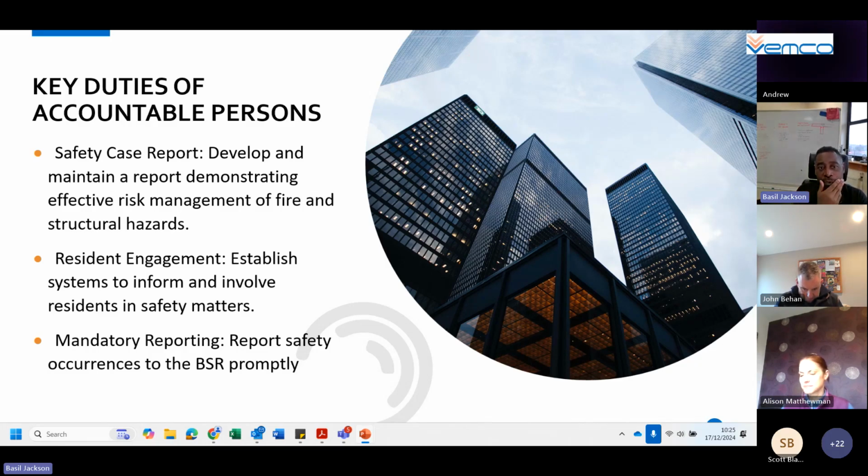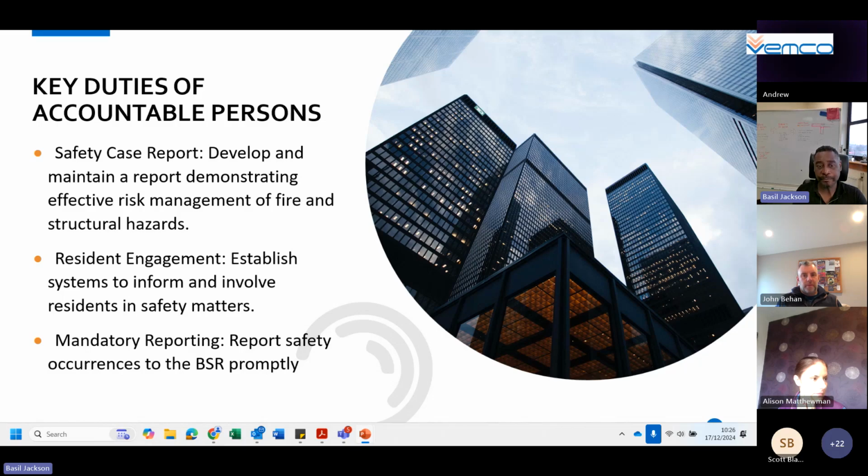You're also going to have to make sure that, in that building safety case, you have shown what sort of resident engagement you've got in place. There should be a system that you will use to inform residents in the safety matters of the building, but also involve them in dealing with some of those safety matters.